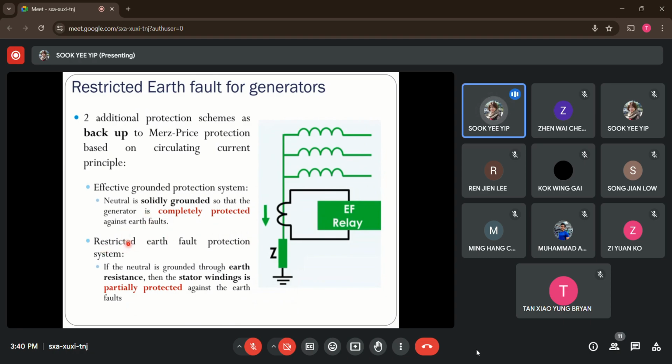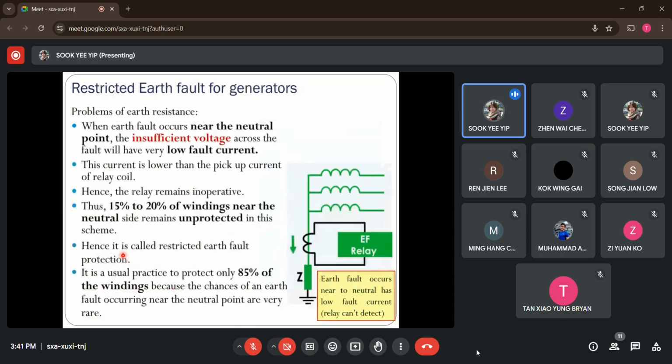Why is it named as such? This is because this time, with the earth resistor placed between the neutral point and the ground, only part of the stator winding is protected against a fault situation, which means it is not 100%. The part near the neutral point is not able to be detected if we have a short circuit to ground. That's why it is known as the restricted earth fault protection system. Okay, so now there are some problems if we implement this restricted earth fault protection.